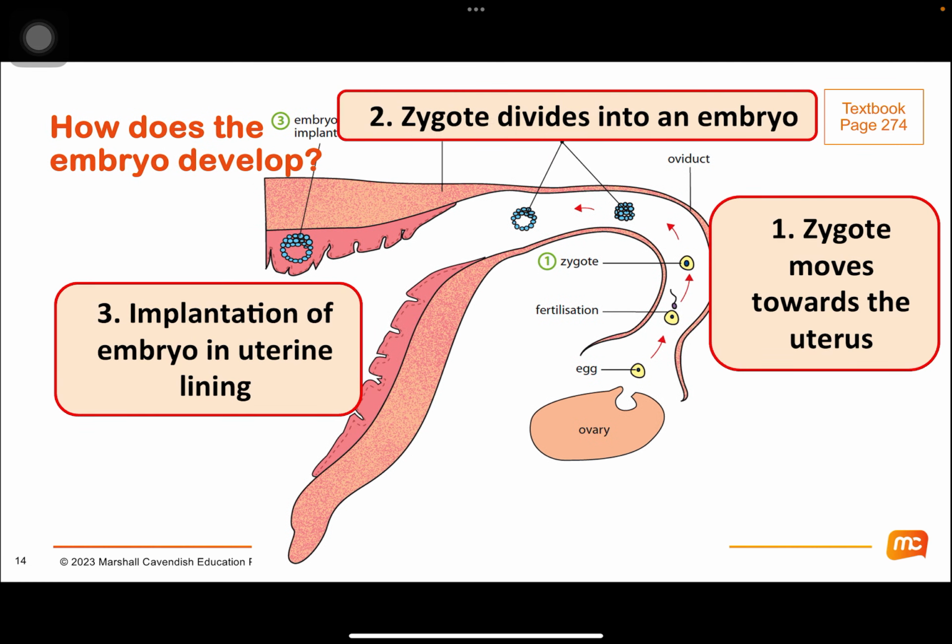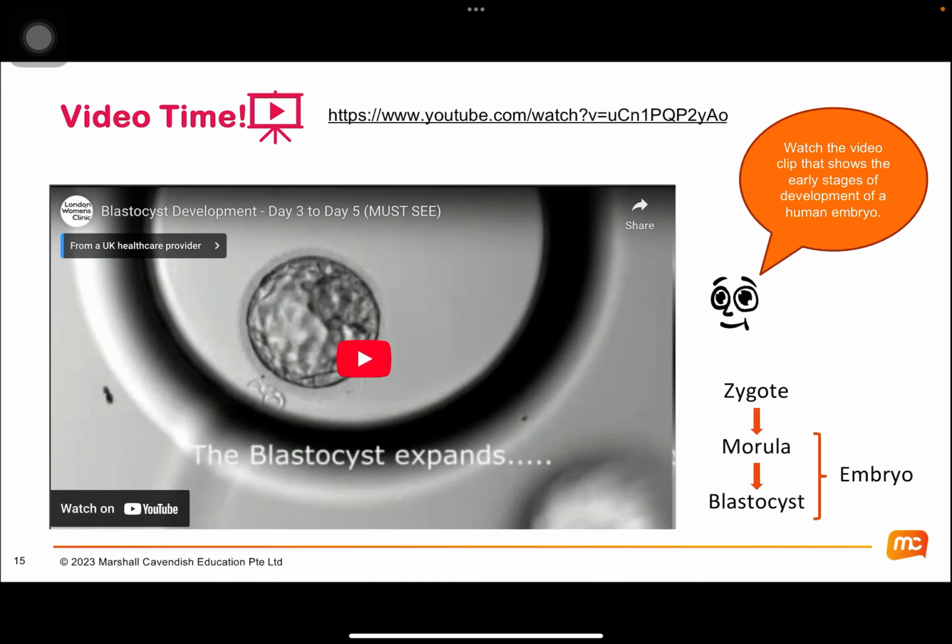Alright, so another possible question that exam may ask is describe the process of embryo development, and you are expected to describe and explain these 3 different steps as seen on the screen. Alright, so in this video, you will see a fertilized zygote developing into an embryo. How is it possible to be captured?